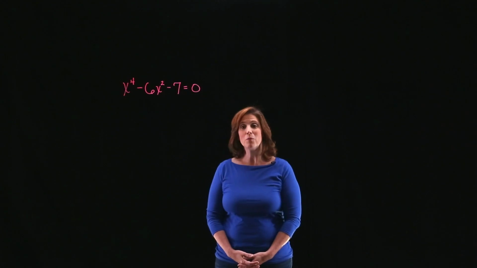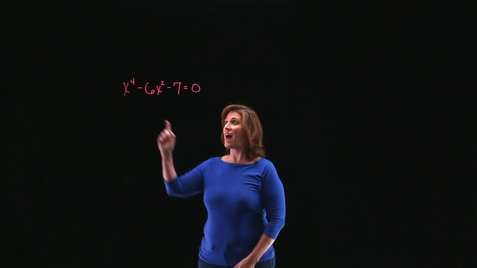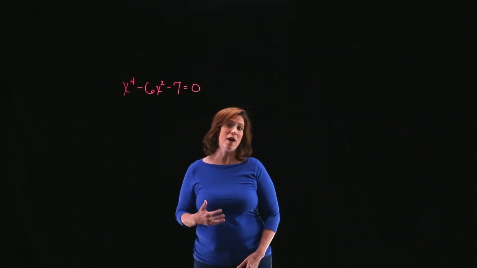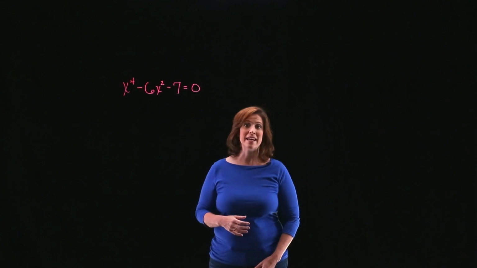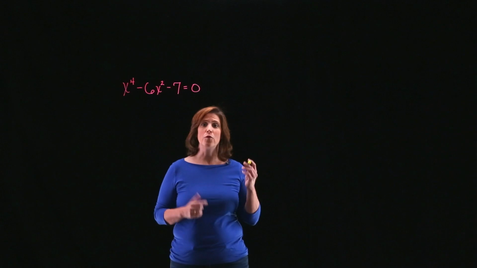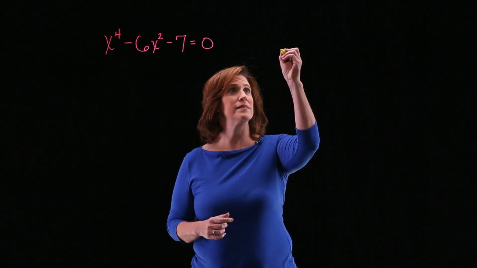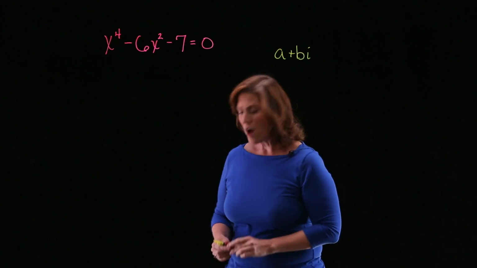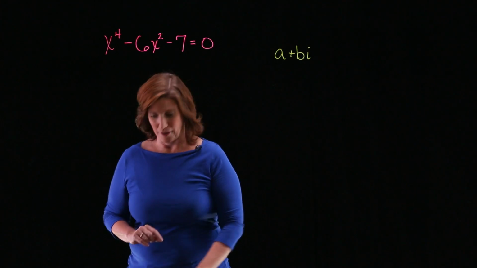Hi everyone, I'm Cheryl. In this problem, we're asked to solve the equation x to the fourth minus 6x squared minus 7 equals 0, and then write any complex solutions in standard form. Now just to remember, standard form for a complex number is a plus bi. All right, so we're going to begin by factoring.